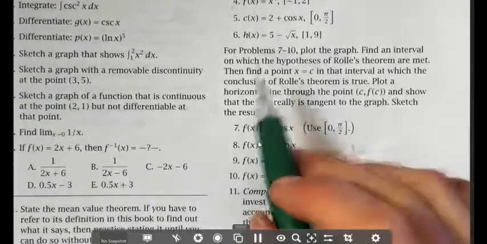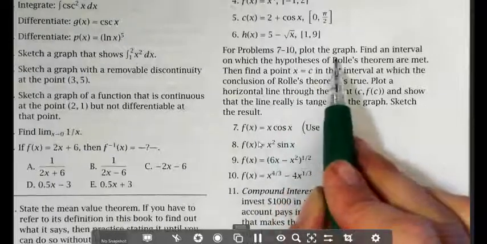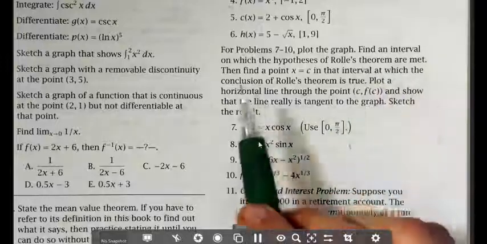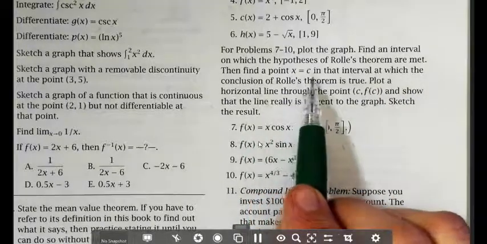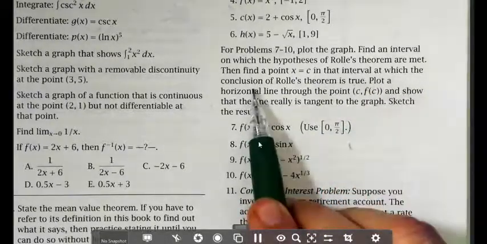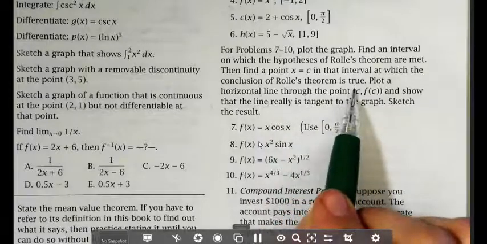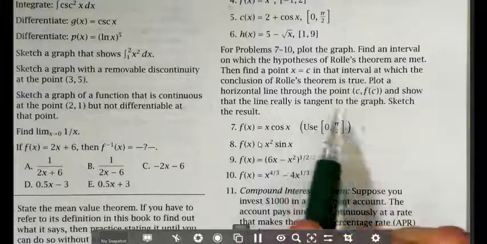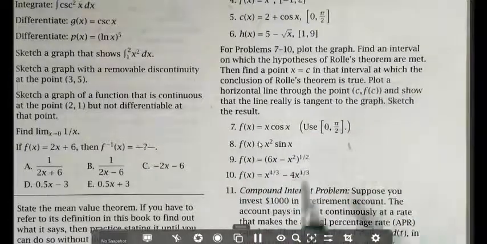So this just says for problems 7 through 10, we're going to plot the graph. Then we're going to find an interval in which the hypothesis of Rolle's theorem are met. Then we're going to find this point, x equals c, in that interval at which the conclusion of Rolle's theorem is true. We'll plot a horizontal line through that point and show that the line really is tangent to the graph, and then, of course, sketch the result.